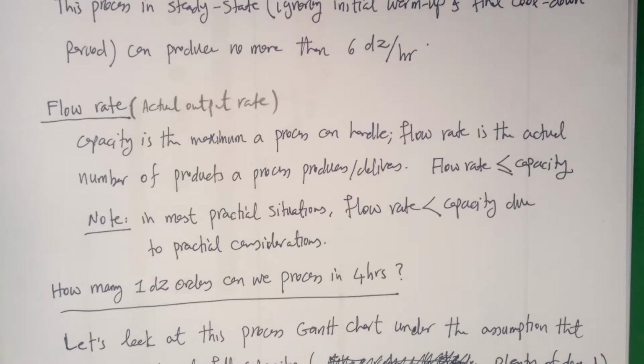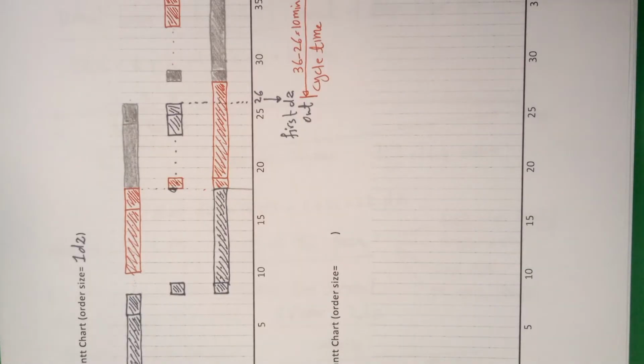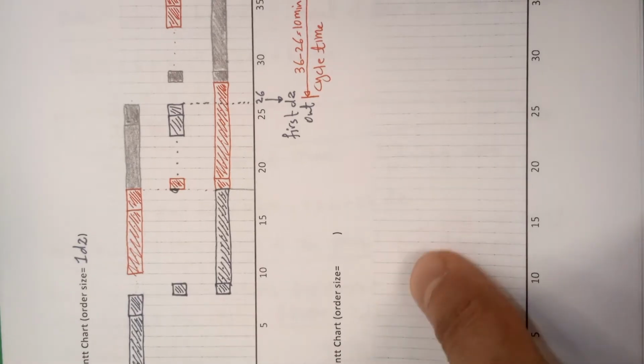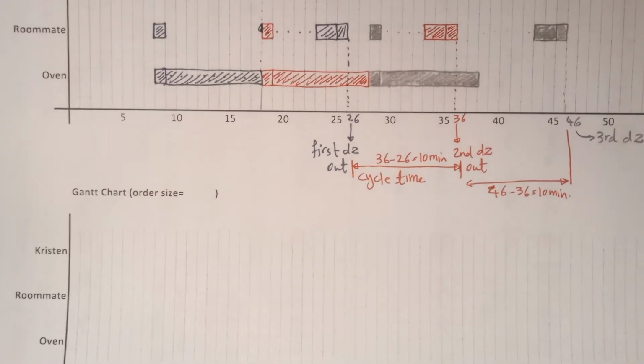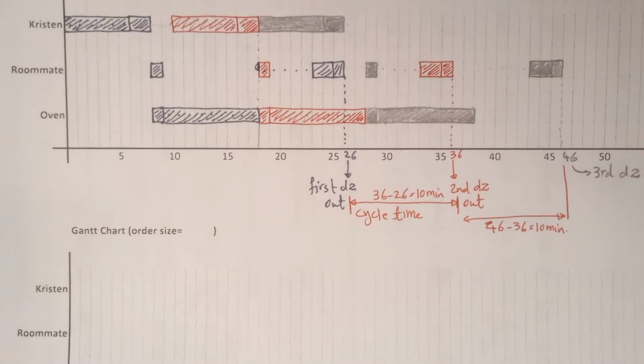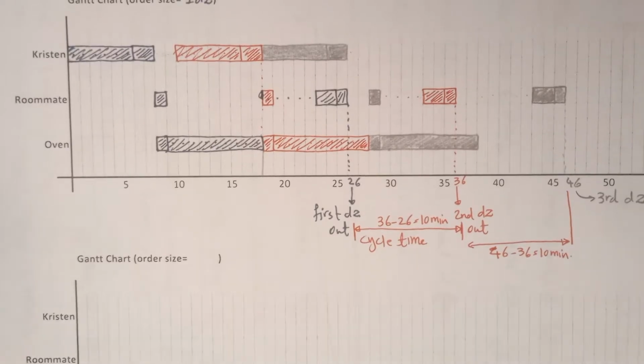Now let's go back to that earlier question that we had. Finally, how many dozen cookies can we handle in 4 hours? In order to answer that question, one of the best tools for showing some important concepts is the Gantt chart. I'm going to follow 1 dozen cookies on a journey again, but in a slightly different format. I have resources on the y-axis and time on the x-axis.